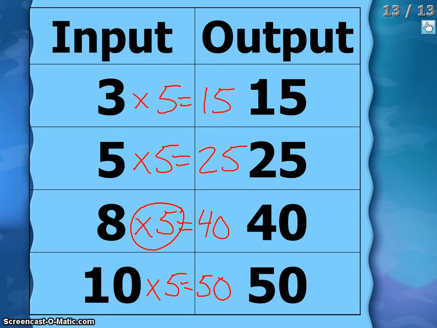In other words, we're taking the numbers in the input, we're multiplying by 5 for every single number, and that is what's given us the numbers in the output box. So that is how you take a look at a table and figure out a rule in Lesson 2-14.